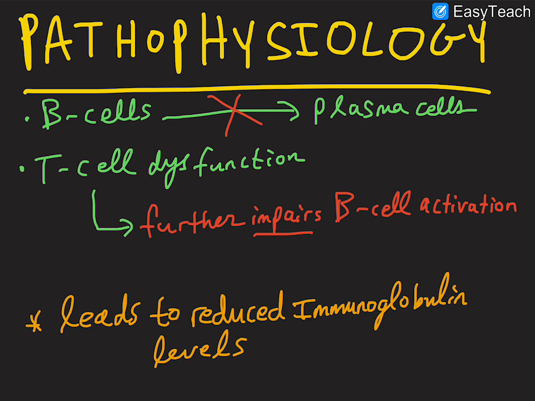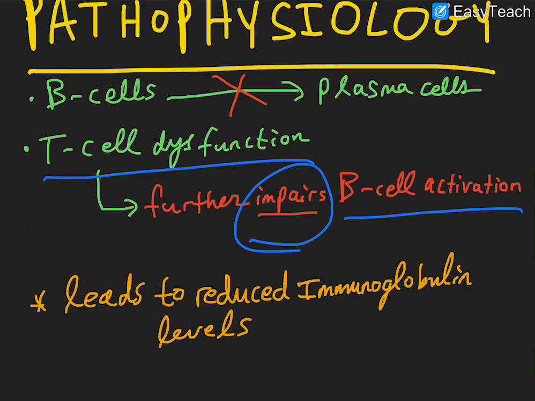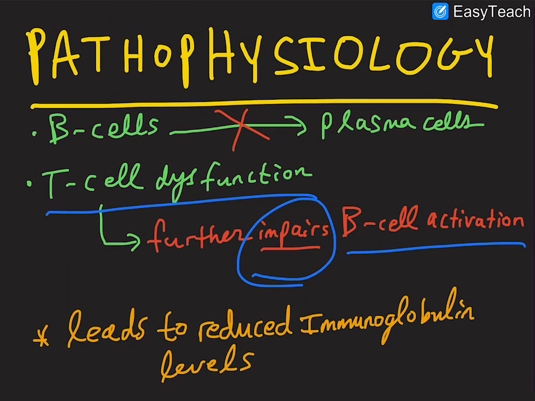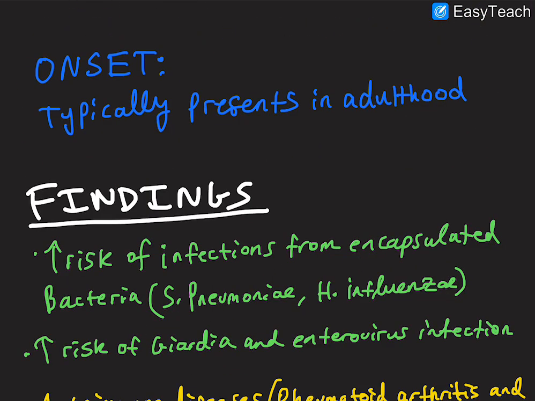That's why what you see in this disease is reduced immunoglobulin levels. As compared to X-linked agammaglobulinemia, where we see no antibodies, here you'd see reduced levels because you're getting very little plasma cell conversion from B cells. In common variable immunodeficiency, you also see T cell dysfunction. And remember, you need T cells to activate B cells. So if you have T cell dysfunction, it's going to further impair B cell activation. Okay, so that's basically the basic pathophysiology. Let's see the findings and let's make sense of it.